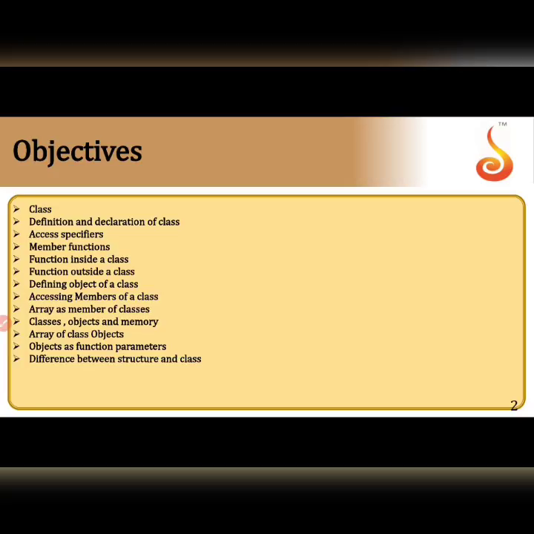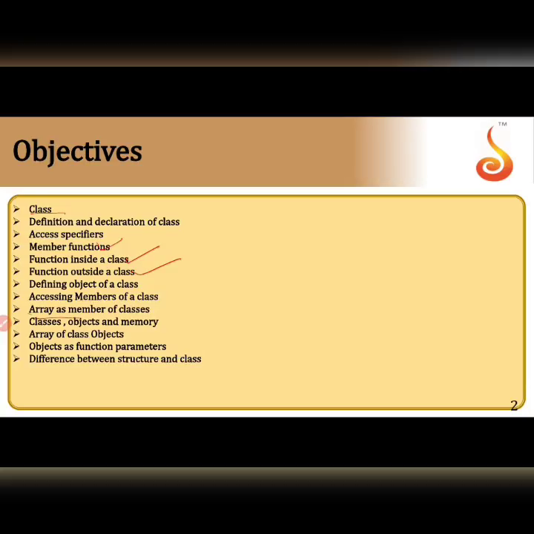The objectives, that is, in the chapter we are going to learn about the class, the definition and declaration of a class, how do we write a class, what are access specifiers, member functions, then definition of a function inside a class and outside a class, and defining an object, that is, how do we create an object for the class, and using objects, how do we access the members of the class, array of class, array as a member.